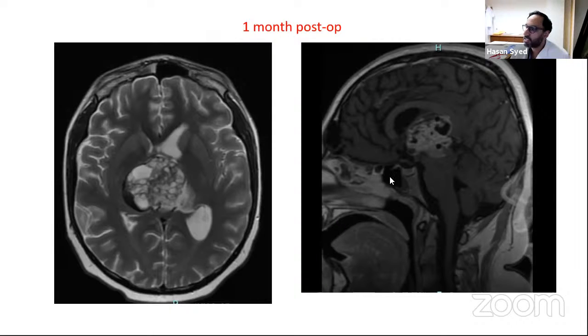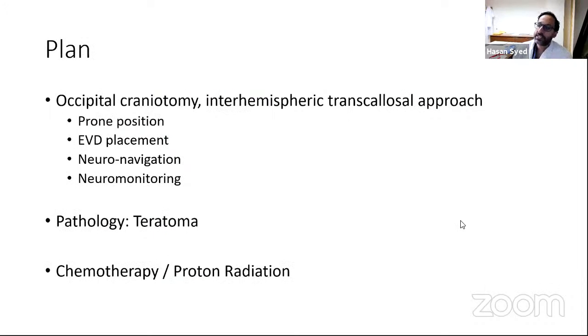And in this case, going through the corpus callosum, the splenium, a transsplenial approach in order to remove this tumor. This approach works well when the tumor is more within the third ventricle as opposed to inferiorly, as was mentioned, where other approaches could be utilized in a more efficient manner. So in this case, I did an occipital craniotomy, interhemispheric approach in the prone position. I also ended up placing an EVD just for brain relaxation as well.